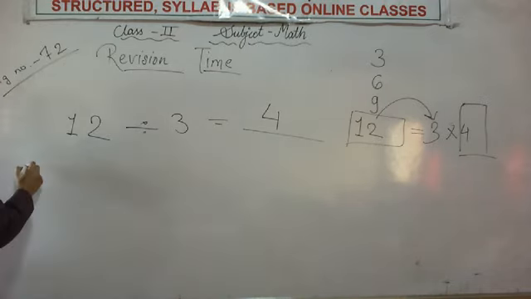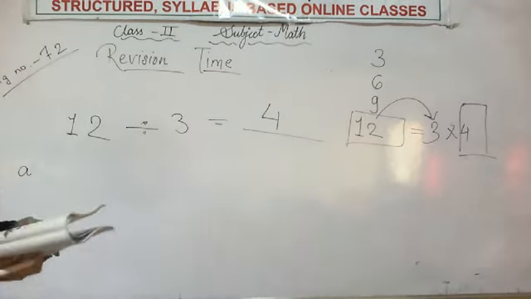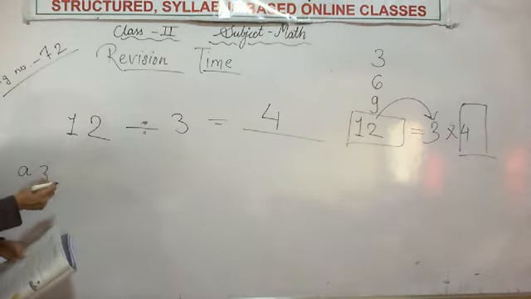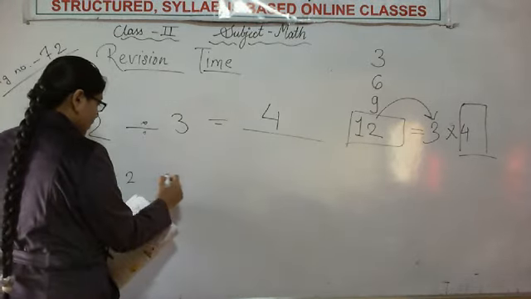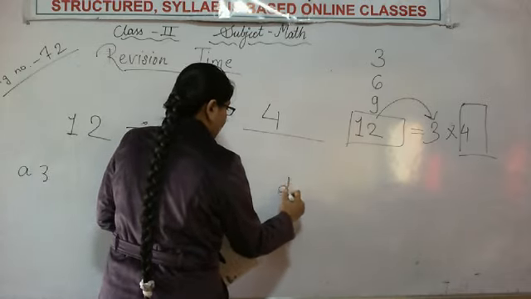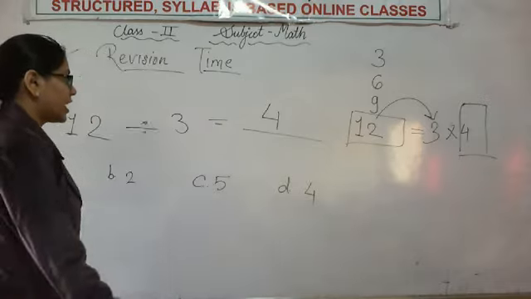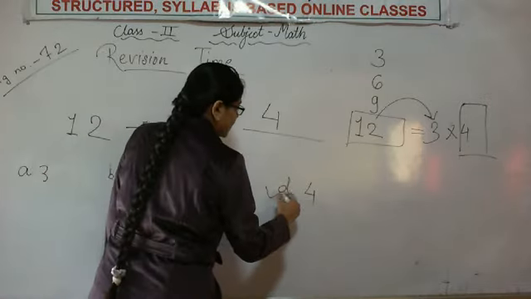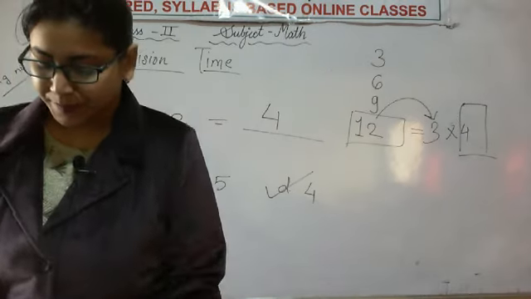Now let's see the options. Option A is 3. Option B is 2. Option C is 5 and option D is 4. So the correct answer is 4, means the correct option is option D. So take option D.